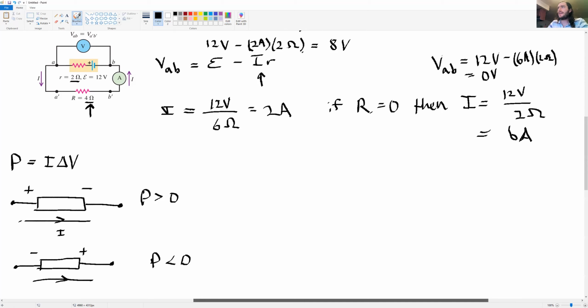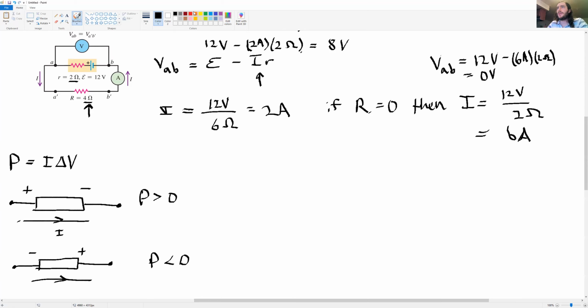Okay, so that is parts A, B, and C. So here's part A. Here is part B. And these two parts together make part C. Any questions about those parts there, A, B, and C?